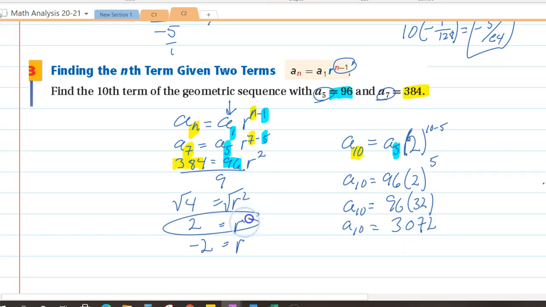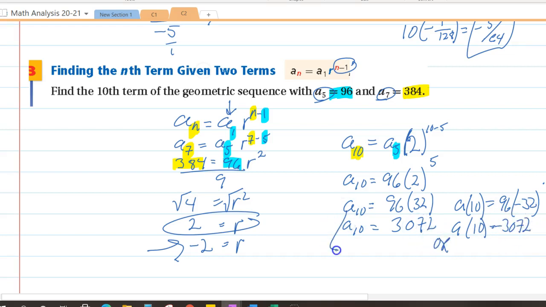But that was only for this. I also have a negative version. Everything is going to stay the same except for when I get to the bottom. a sub 10 is equal to 96 times negative 32. So a sub 10 is equal to negative 3072. I have 2 answers with an or between them.